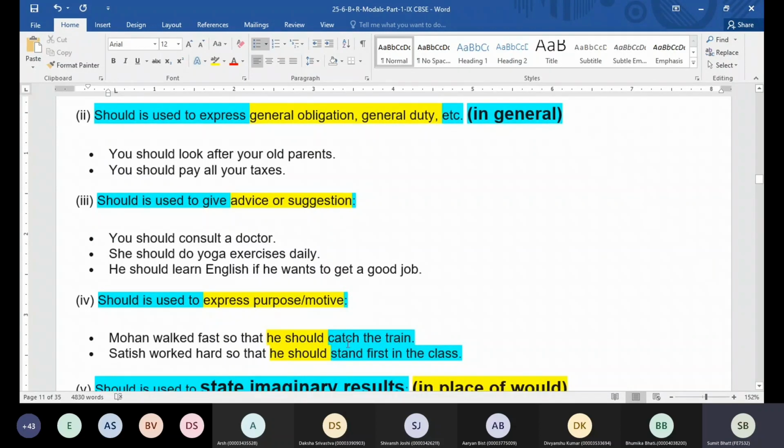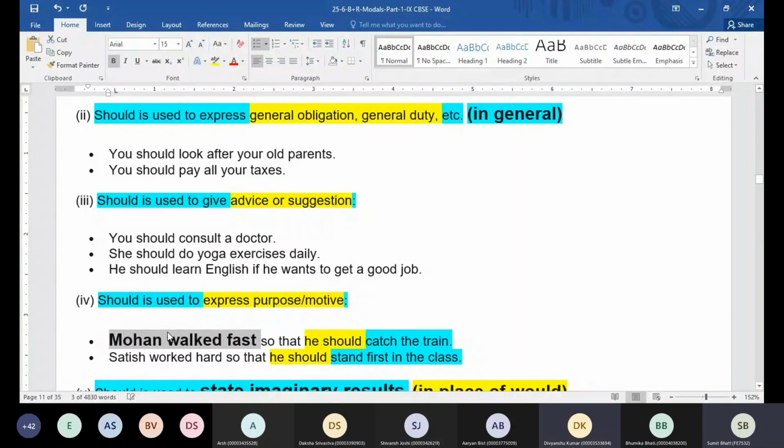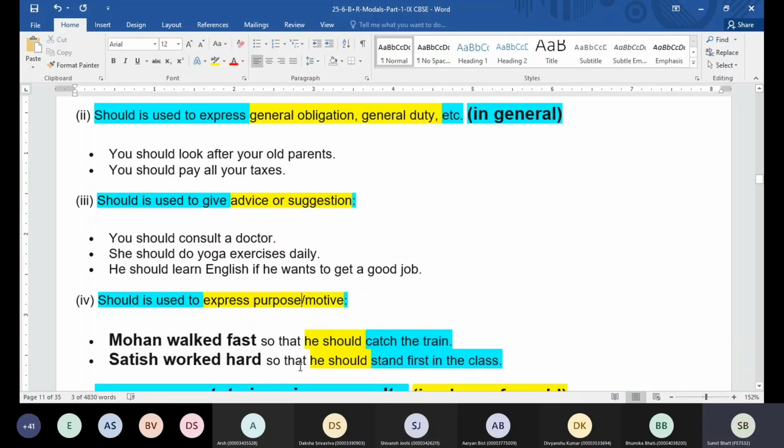Should is also used to express purpose or motive. When we did something in the past, there was a motive or purpose behind it. In that case, we can use the word should in place of would also. For example, Mohan walked fast. So Mohan did what? He walked fast. There will be a reason behind it. The reason was so that he should catch the train. Satish worked hard. There must be a reason why he was working hard, right? So that he should stand first in the class. So when something was done in the past and there was a motive or purpose behind it, in that case, we can always go for the word should. Is that clear, everyone?